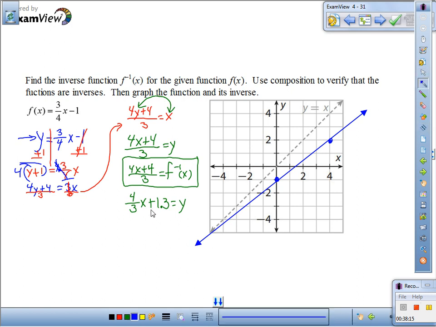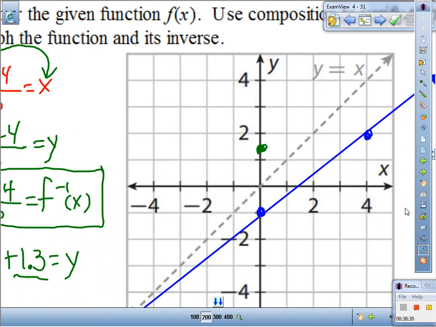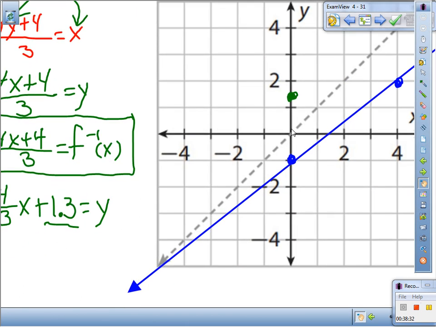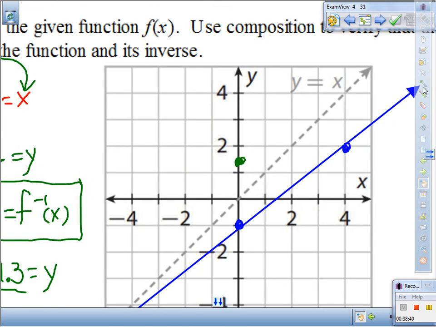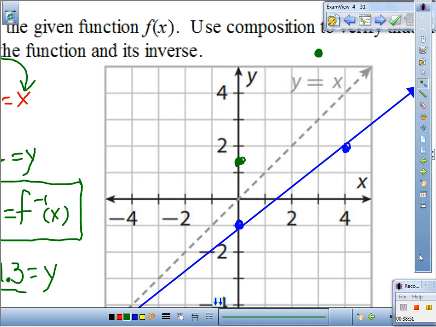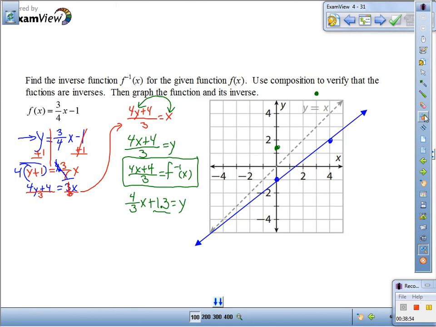Now I'm going to graph this one in green. Where do I start? Positive 1 and 1/3. Positive 1 and 1/3 is 1, and 1/3 is about right there. Let me zoom in so you guys can see it. 1 and 1/3. Okay. What is my slope? 4 up and 3 to the right. So I go 1, 2, 3, 4. 1, 2, 3. Let's see how that looks.